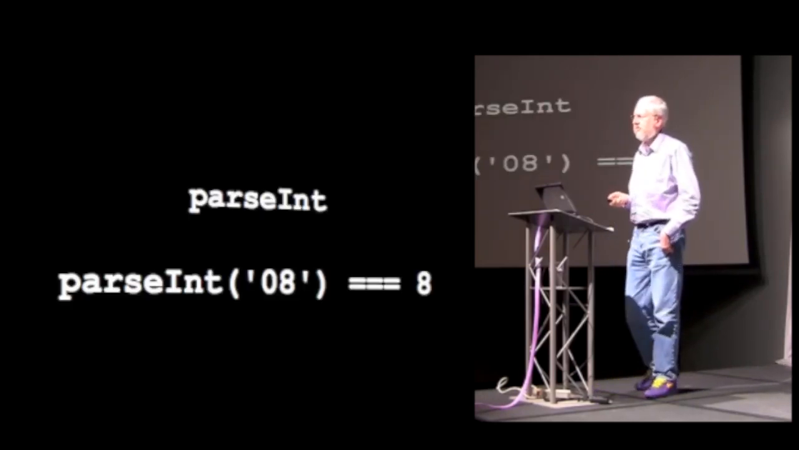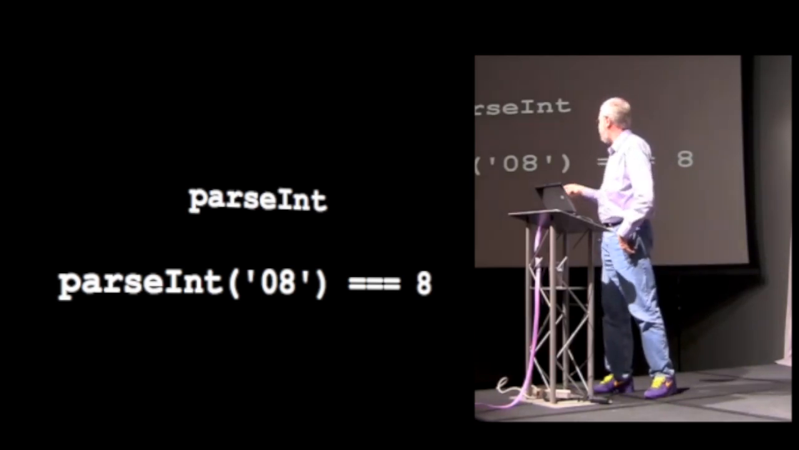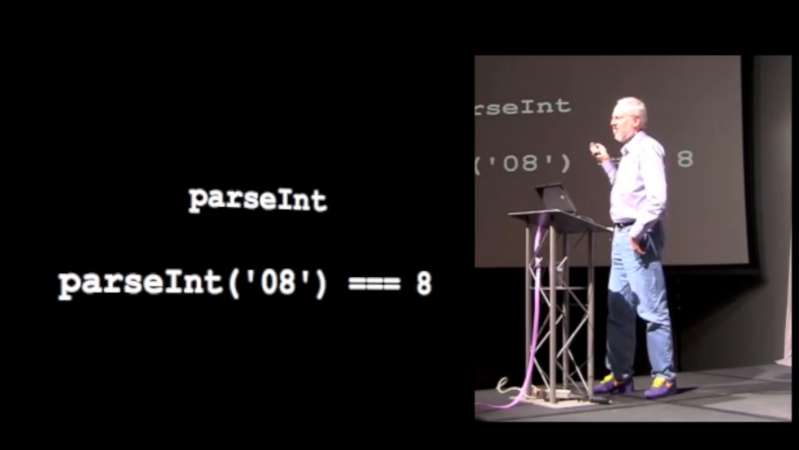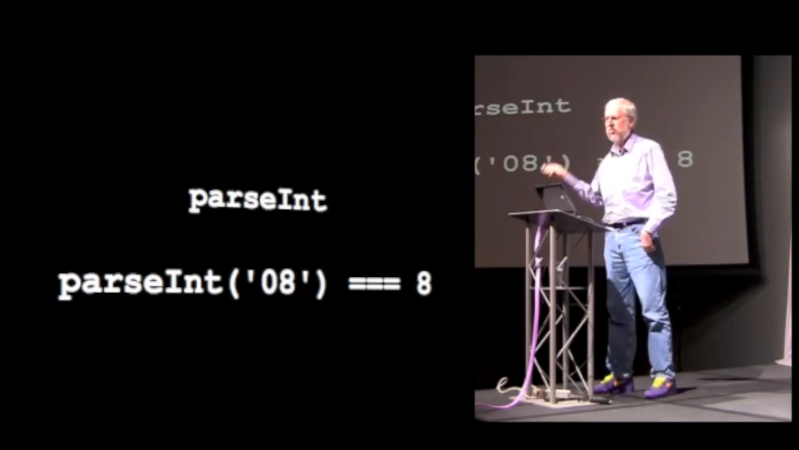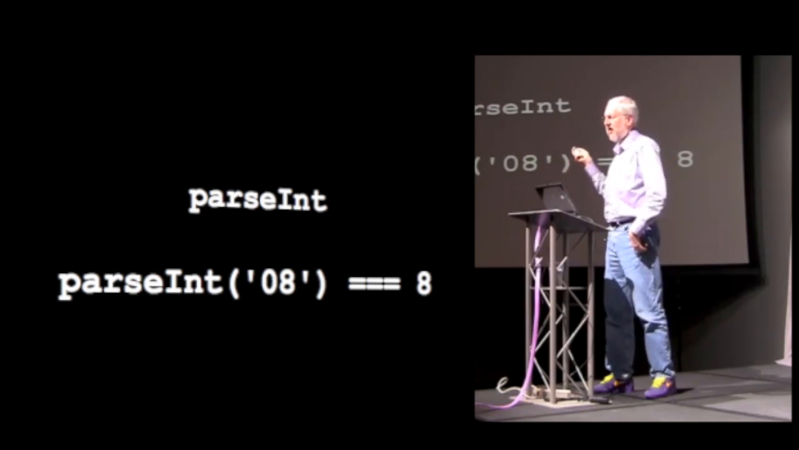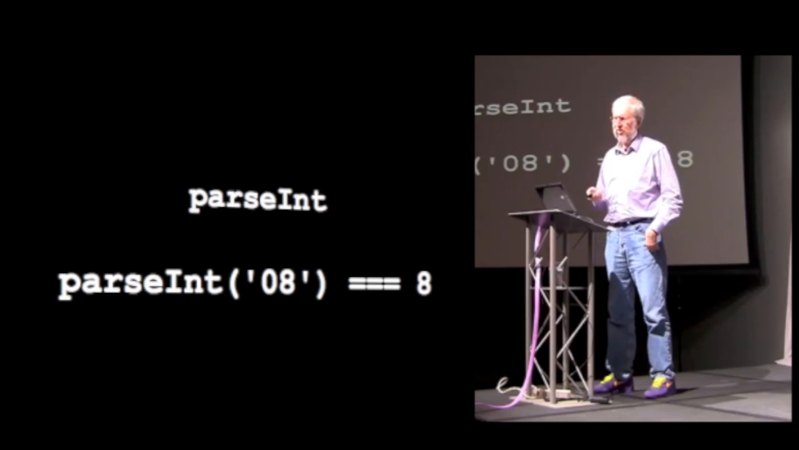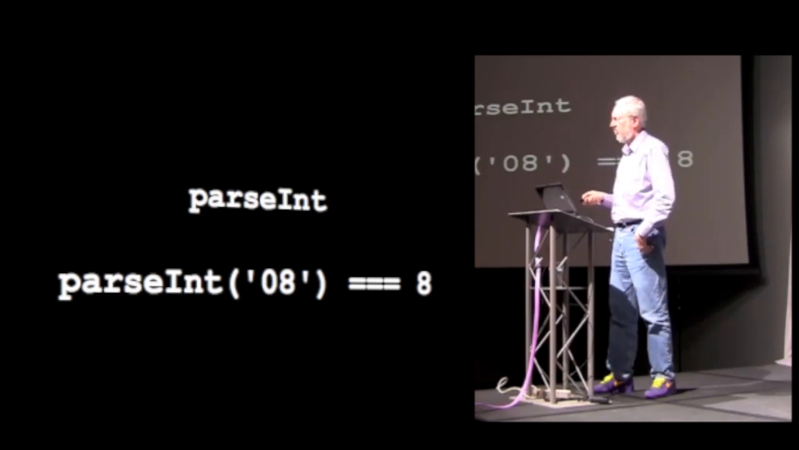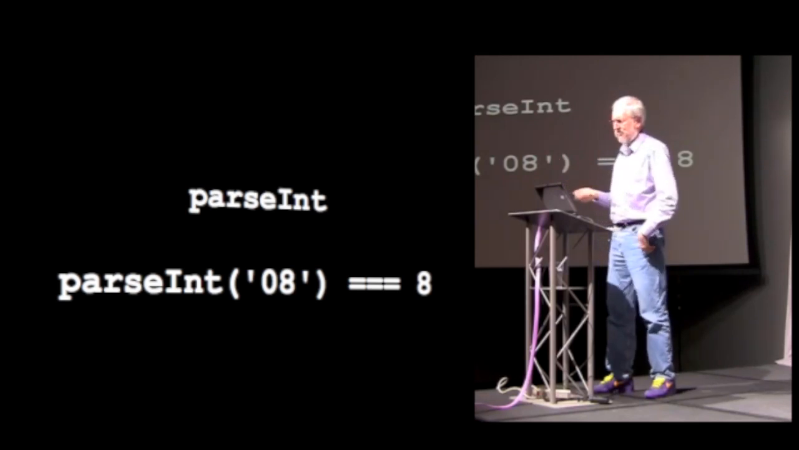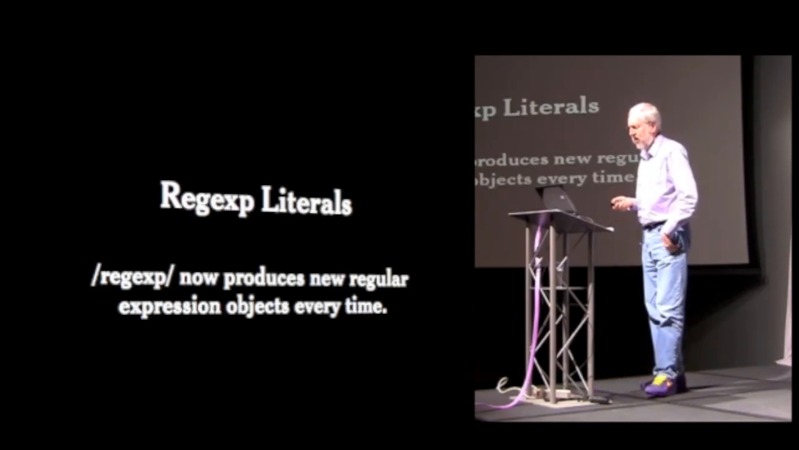We fixed parseInt. So parseInt of the string 08 now yields 8 and not 0. So it means on ES5, it's no longer necessary to provide the radix parameter. So that's nice. Now, as long as ES3 is still in the world, as long as there's still IE6, you still have to use the radix parameter because you might be running there someday.